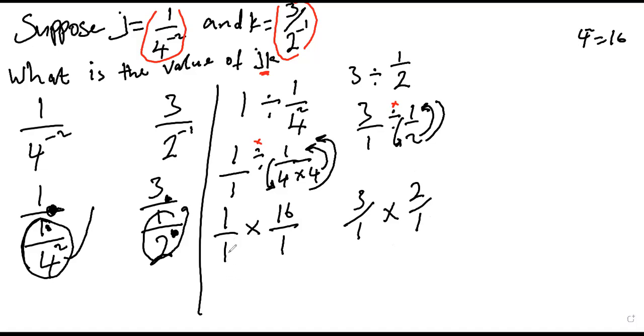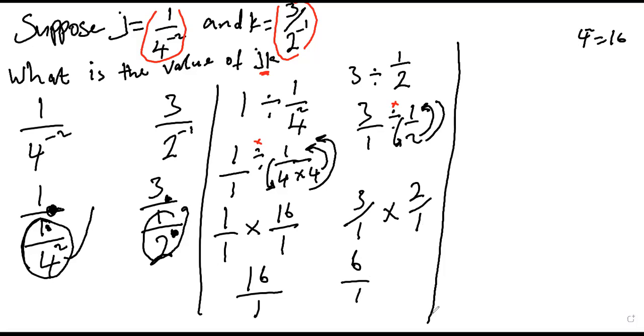As we proceed, 1 times 16 is going to be 16, and 1 times 1 is going to be 1, right? So here, I'm going to have 16 over 1. On the other side, 3 times 2 is going to be 6, and 1 times 1 is going to be 1. Then I'm going to have 6 over 1. Okay? We're almost done. We're almost there. It's not rocket science. So right here, 16 divided by 1 is going to be 16, right? Then 6 divided by 1 is going to be 6. Okay, that is it. We have not arrived at the answer yet.